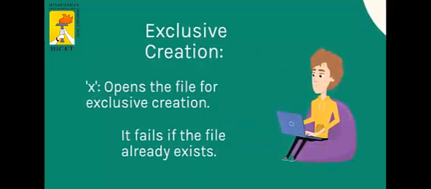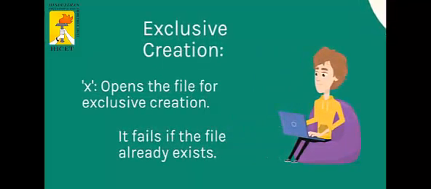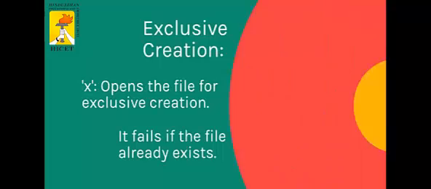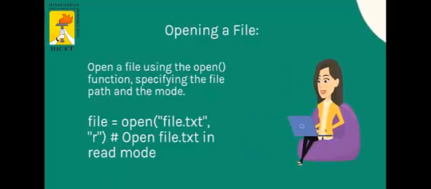Then the last one is exclusive creation. For that we use the alphabet X. This X mode opens the file for exclusive creation. That is, it fails if the file already exists. So if there is a file with that particular name, this operation won't create a new file. If it already exists, it automatically closes it, right?